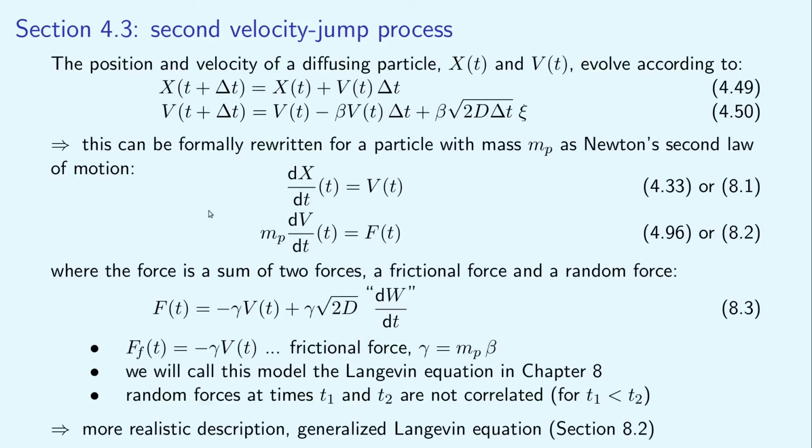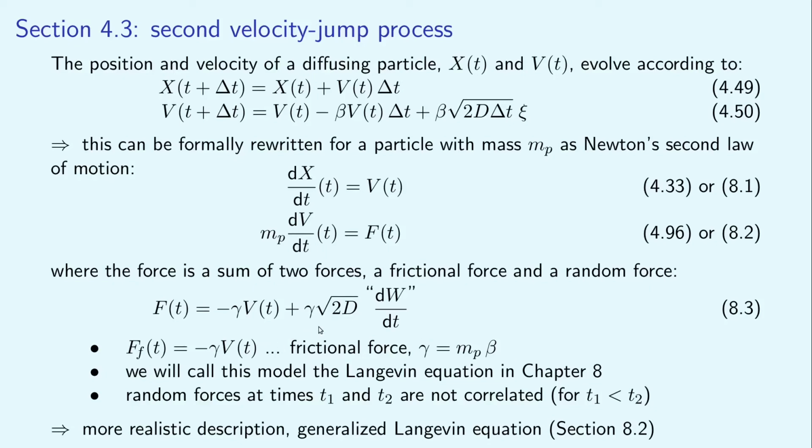This velocity jump process can be formally rewritten for a particle with mass mp as Newton's second law of motion. The derivative of the position is equal to the velocity, and the mass times the derivative of velocity is equal to the applied force, where there are two forces on the right hand side, a frictional force and a random force. The frictional force is proportional to the negative of the velocity, where coefficient gamma is equal to mass mp times beta. This is a very standard description of friction.